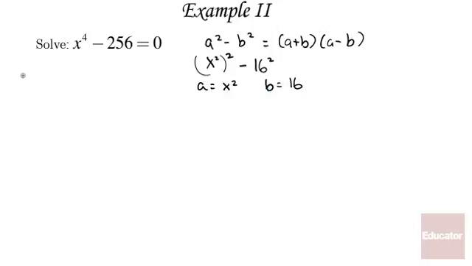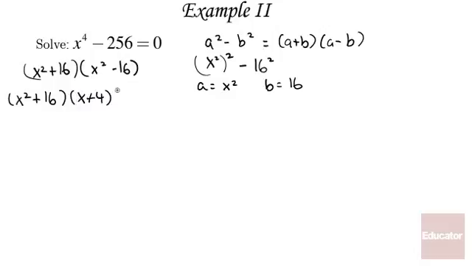So I can factor it as follows: a plus b, so that's x squared plus 16, times a minus b, or x squared minus 16. I can't do anything else with x squared plus 16. But here I again have the difference of two squares. This time, a equals x and b equals 4, so it's going to factor out to x plus 4 times x minus 4. And these are set equal to 0.